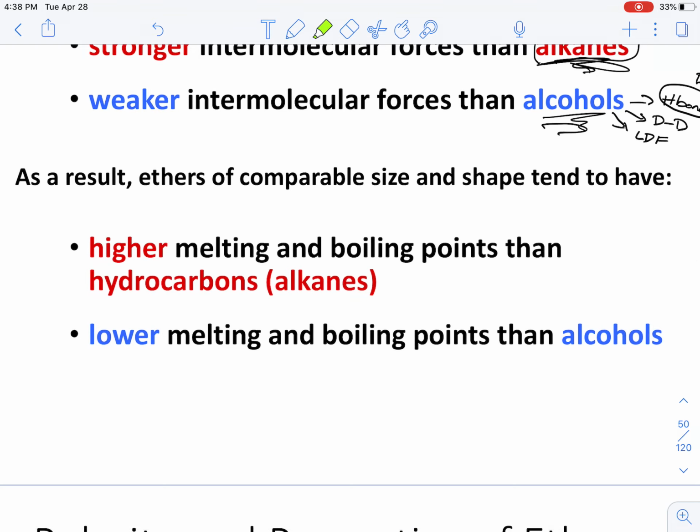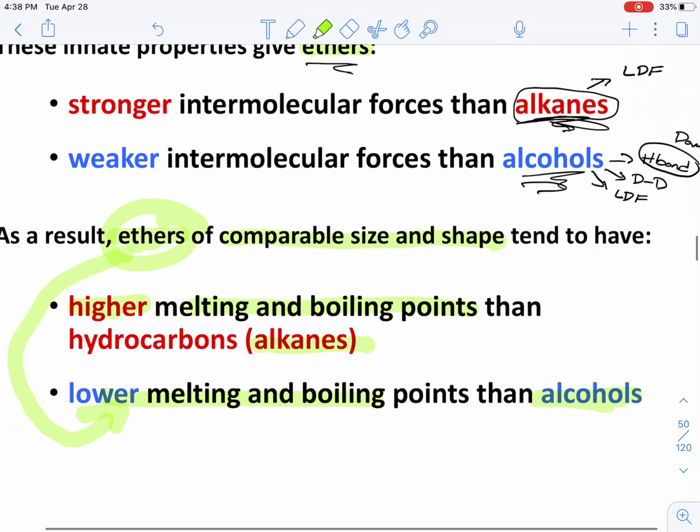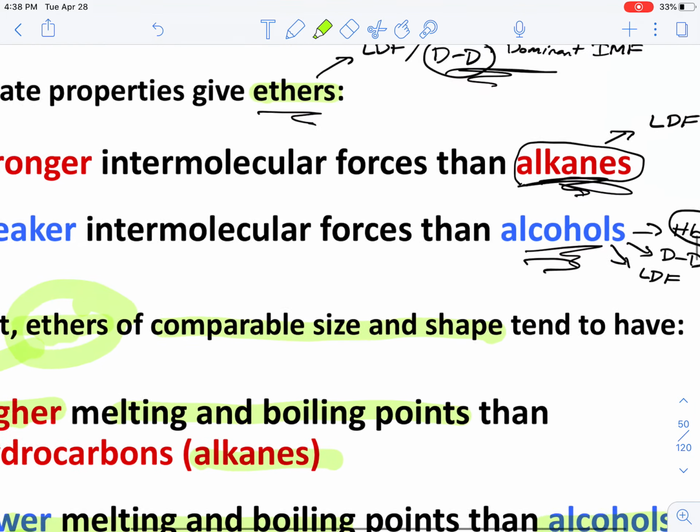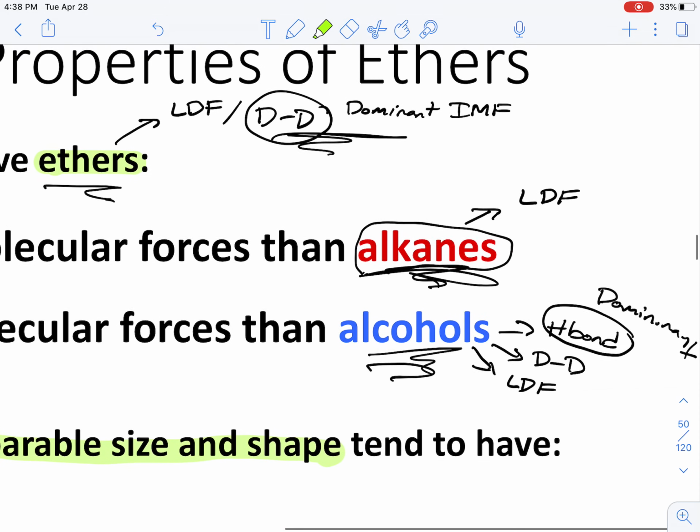And so once again, if we have alkanes and alcohols and ethers that are of comparable size and shape, typically the ethers will have a higher melting point and boiling point than alkanes. And if we're comparing ethers to alcohols, ethers will have a lower melting point and boiling point than alcohols. And so once again, it has to do with their intermolecular forces.